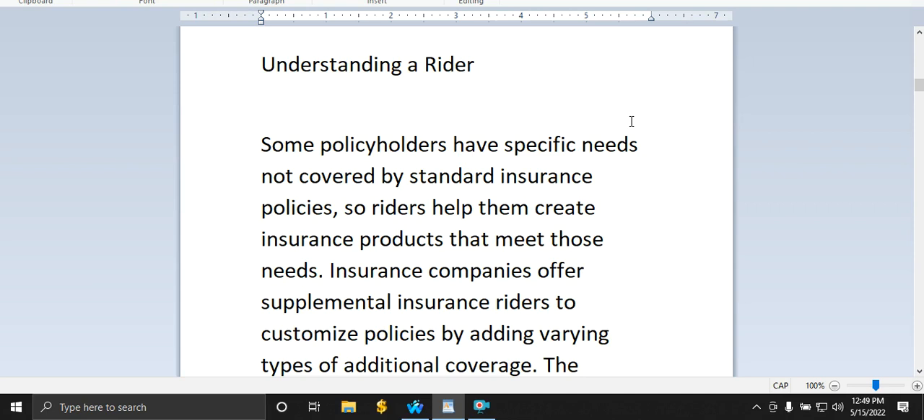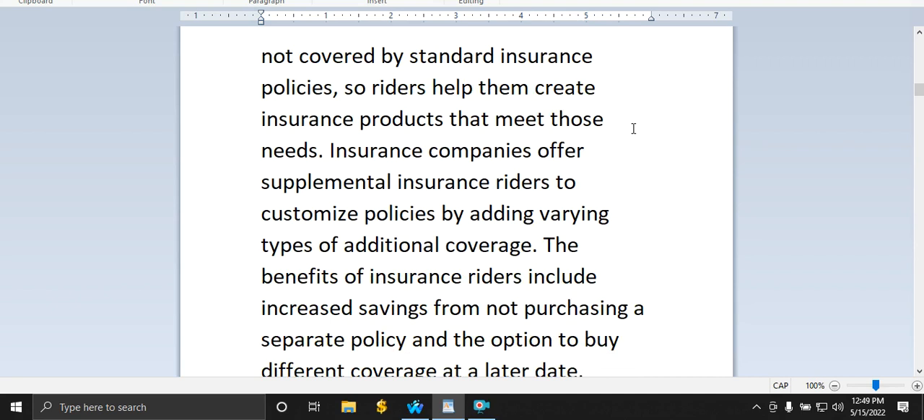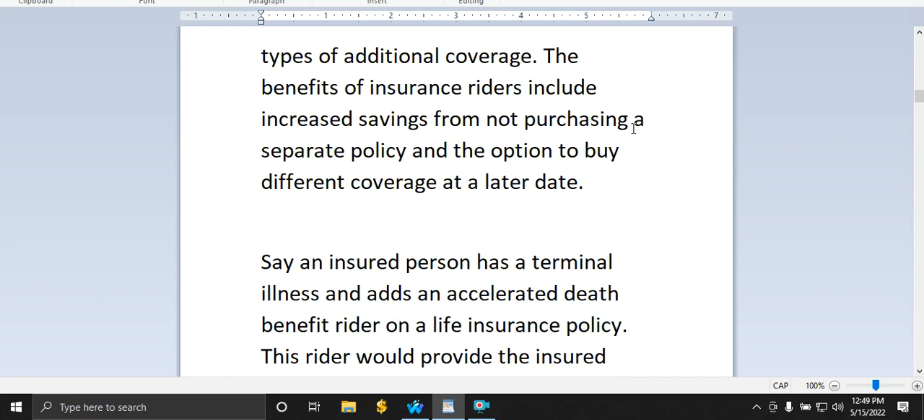Insurance companies offer supplemental insurance riders to customize policies by adding varying types of additional coverage. The benefits of rider insurance include increased savings, not purchasing a separate policy, and the option to buy different coverage at a later date.